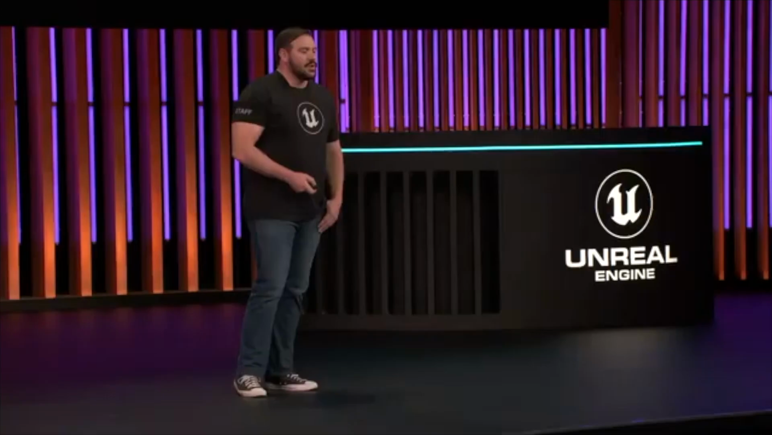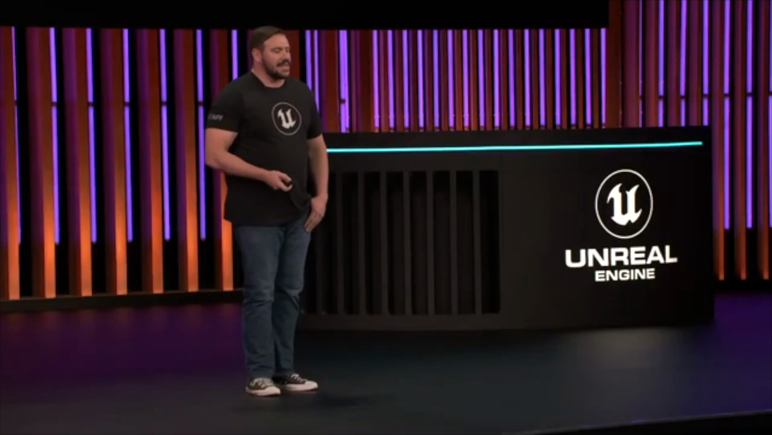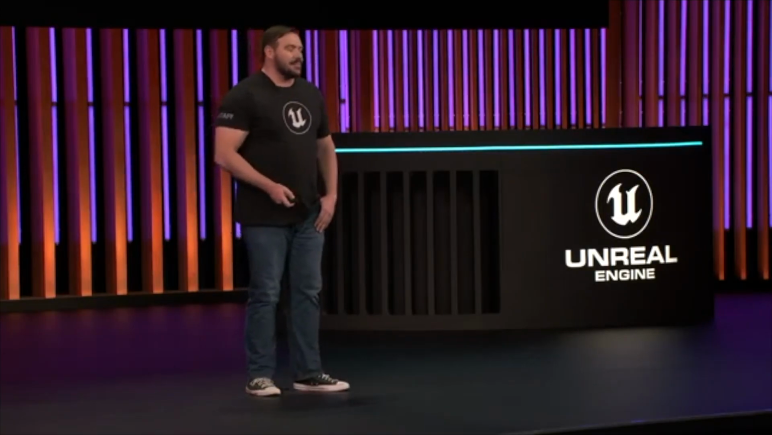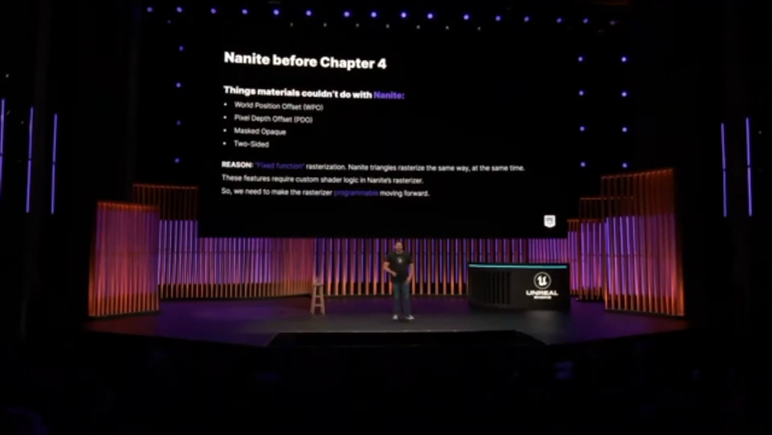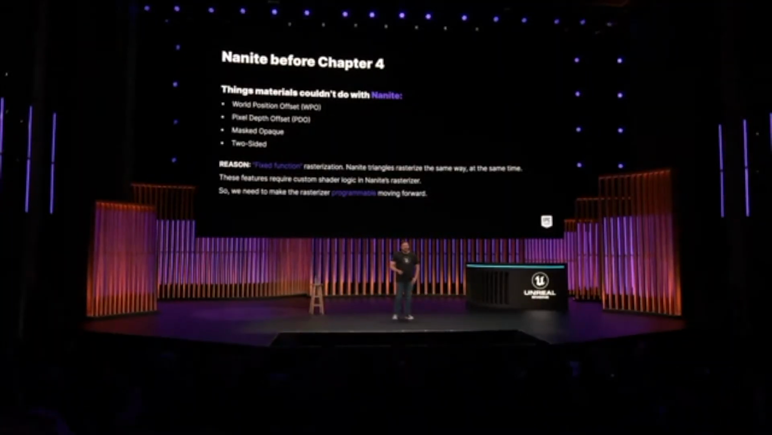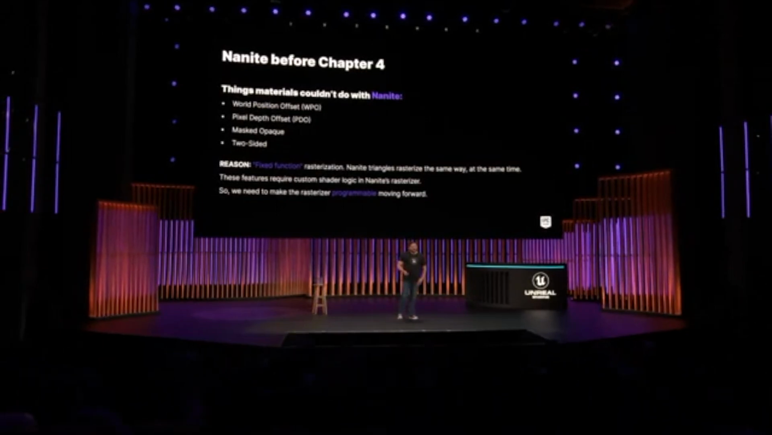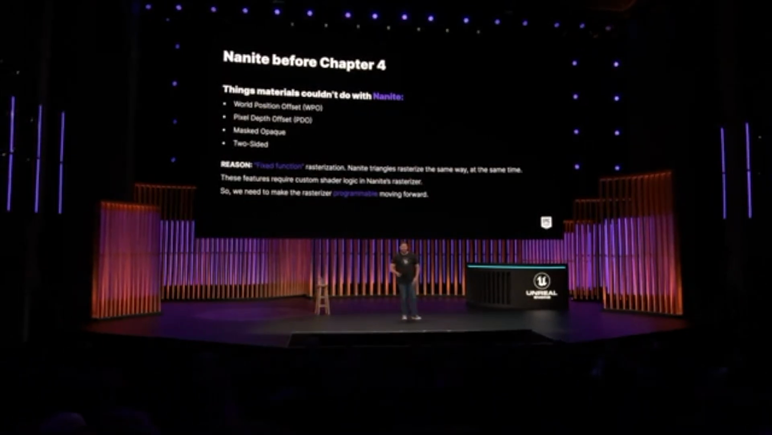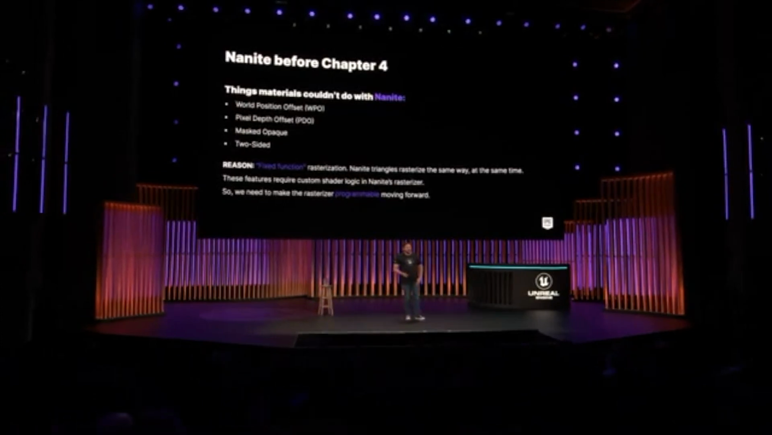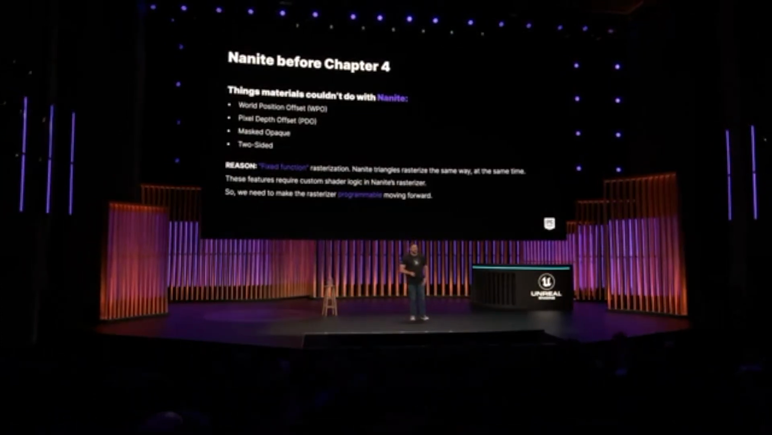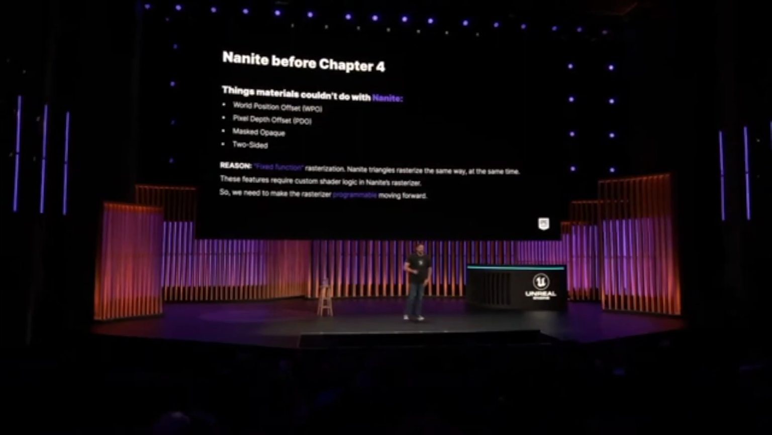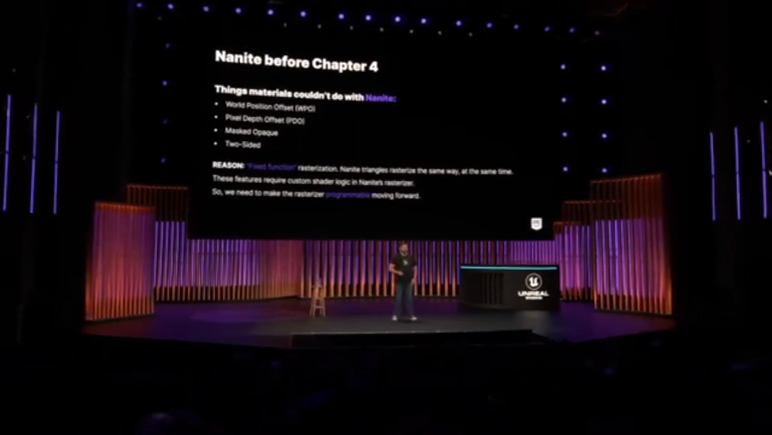At the time we started on Chapter 4, Nanite materials were missing support for a few things: world position offset, pixel depth offset, masked opaque, and two-sided. This is because Nanite's rasterization was fixed function, meaning all its triangles rasterize the same way and at the same time. So what it could do, it did fast and efficiently. However, these features require custom logic in the rasterization shader, so we need to make the rasterizer itself programmable moving forward to support these features.